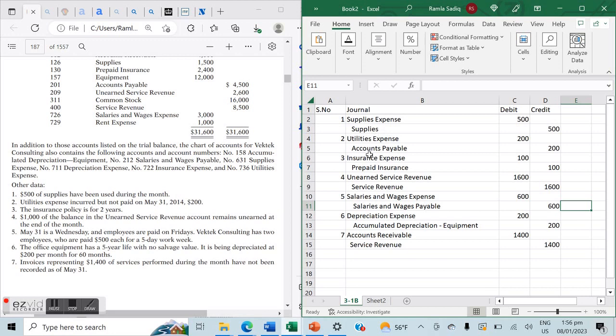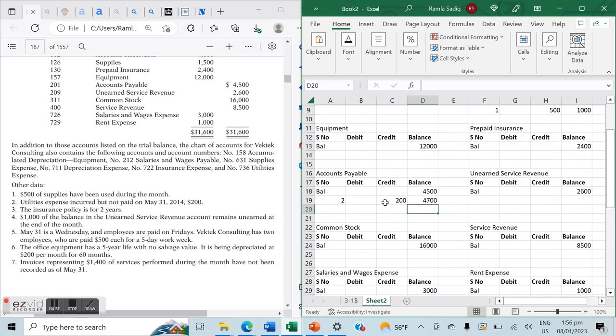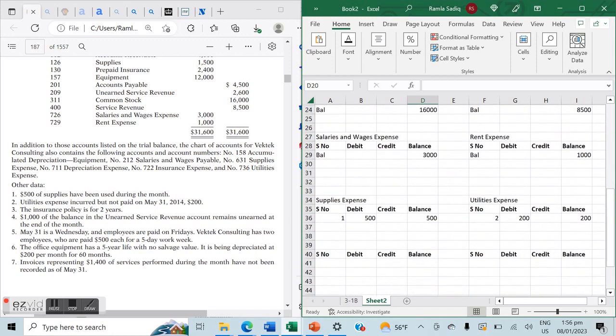Then for number 3, insurance expense, debit to prepaid insurance, credit for $100. Again, we don't have an insurance expense account over here, so we're going to go ahead and create one. So insurance expense, and this is for serial number 3. This is debited by $100. Expense means that the debit side is increasing our balance, so our balance will become 100.